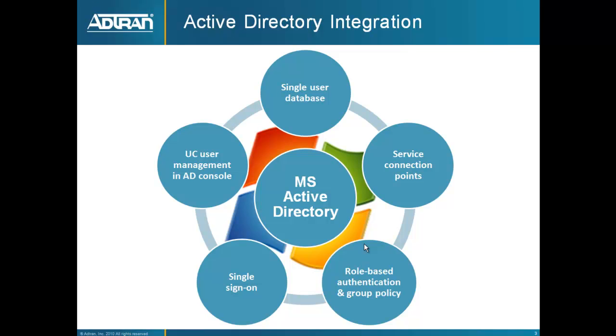A service connection point is also a nice feature that's included with Active Directory integration. This is a property that's stored in Active Directory that is automatically presented to clients when they start their software for the first time on their desktop. They no longer have to memorize or remember or find the IP address or computer name for the NetVanta UC server, because it's automatically presented to them when they start the software for the first time.